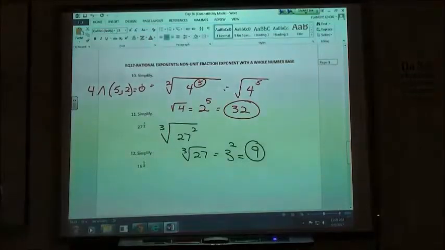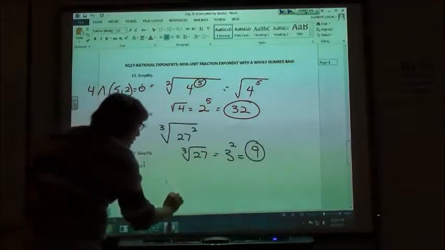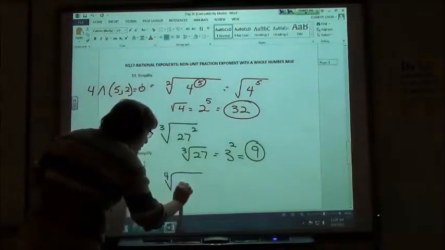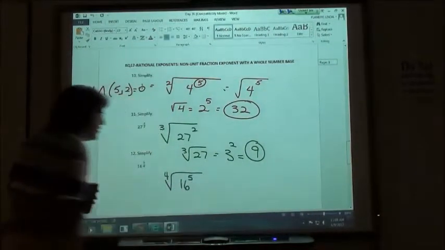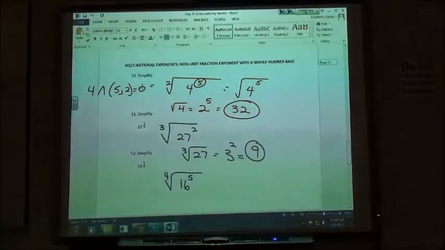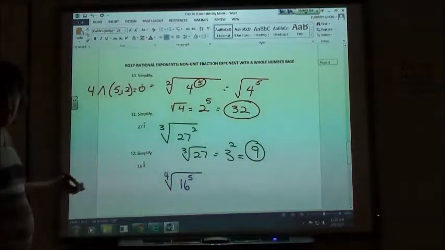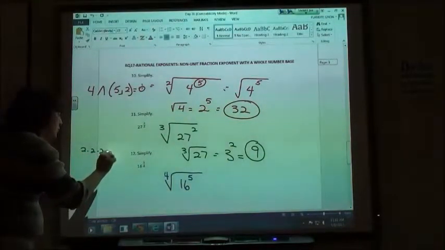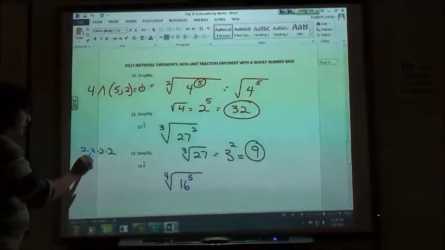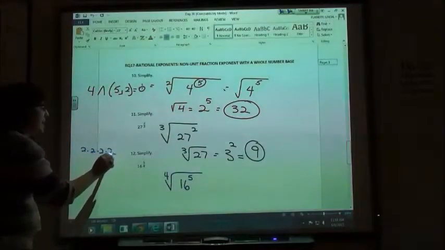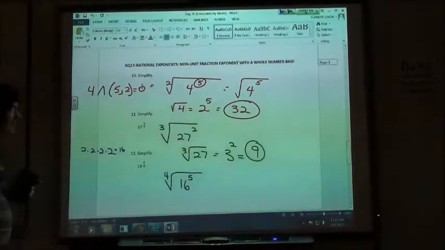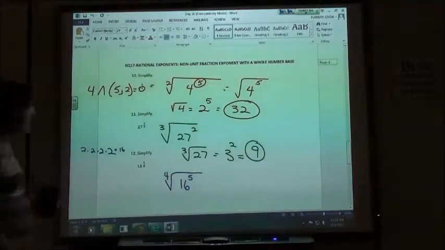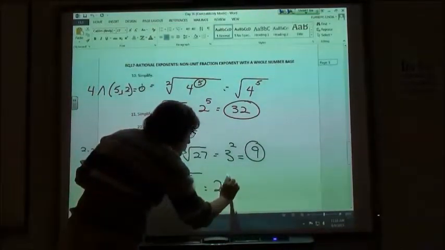Number 12, I have 16 to the 5/4 power. So the 4th root of 16 raised to the 5th power. 4th root of 16, now that one's a little bit harder to do. We know 1 to any power is 1. 2 times 2 times 2 times 2. 2 times 2 is 4, 4 times 2 is 8, 8 times 2, sure enough is 16. So the 4th root of 16 is 2.